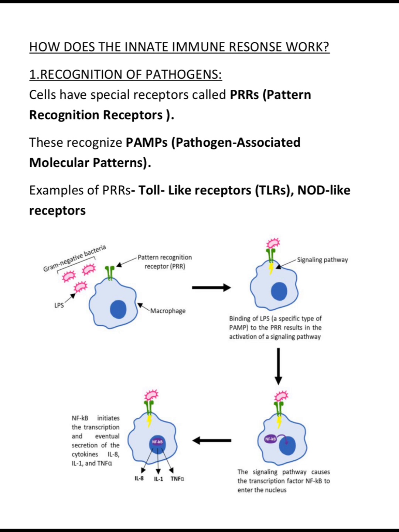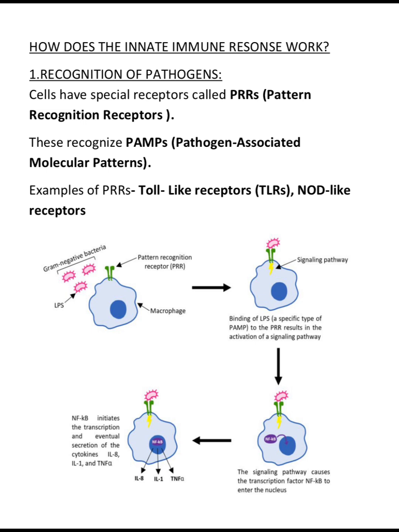How does the innate immune response work? The first step is recognition of pathogens. Cells have special receptors called PRRs, pattern recognition receptors. Now, what are these PRRs? Immune cells like macrophages, dendritic cells, and neutrophils have PRRs on their surfaces or inside them. These PRRs detect PAMPs, that is pathogen-associated molecular patterns, and they trigger an immune response. Examples of PRRs include toll-like receptors and NOD-like receptors.